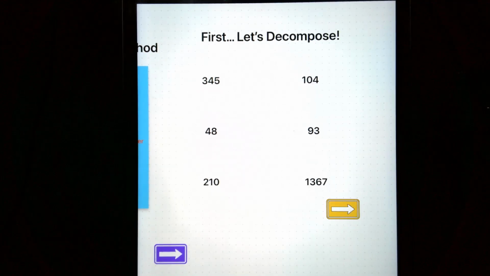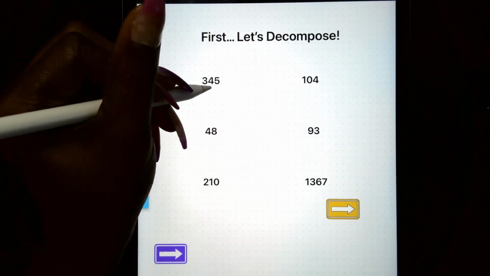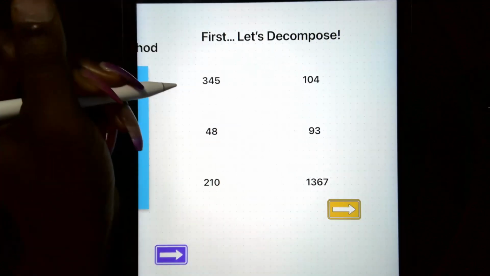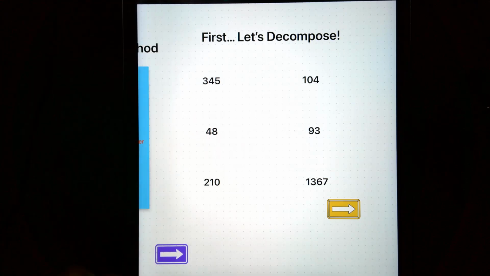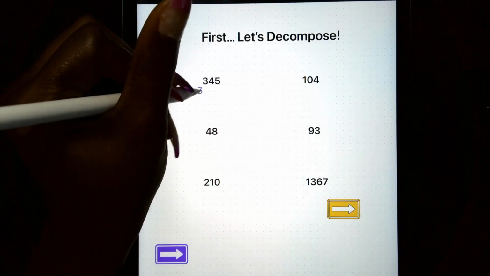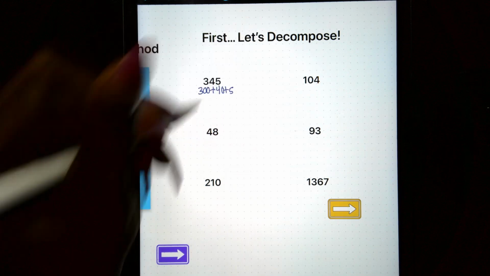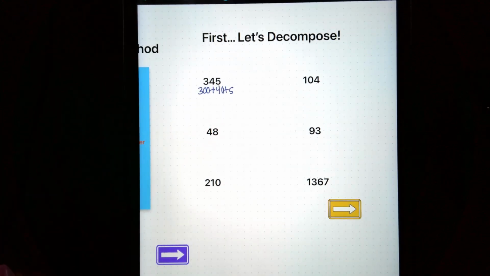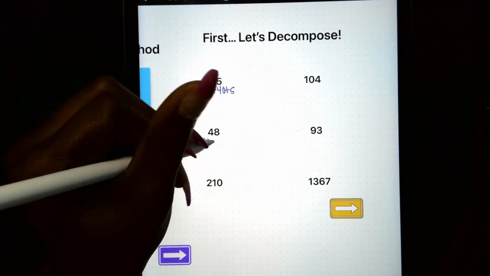First things first. So you are breaking it down by hundreds, tens, and ones in this case. So what plus what plus what in my hundreds, tens, and ones will give me 345. So 300 plus 40 plus 5 will give me 345. 48. 40 plus 8.